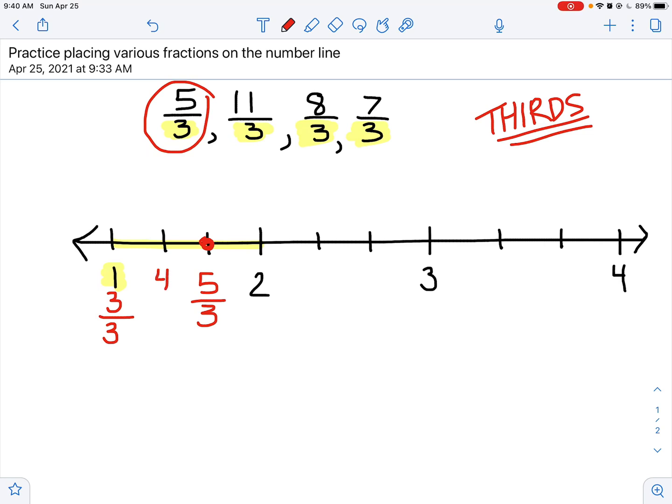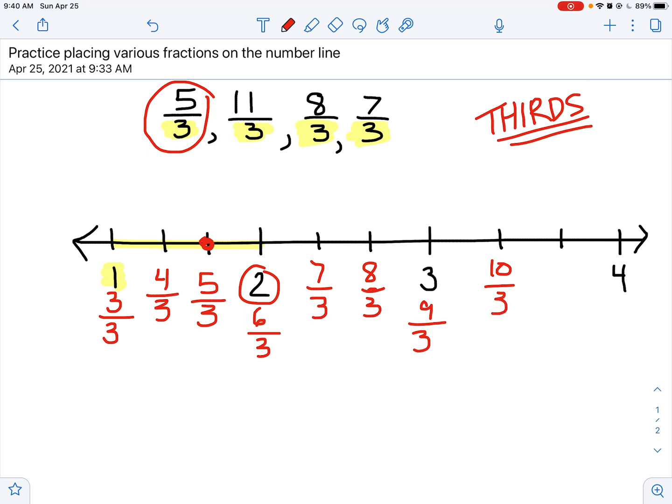I like the idea of labeling all because then you don't accidentally skip your whole number. Some kids will do that and they'll write 6/3 here, but that's not the case. 6/3 is equal to 2 wholes. So I'm going to keep counting: 7/3, 8/3, 9/3, 10/3, 11/3, and 12/3.